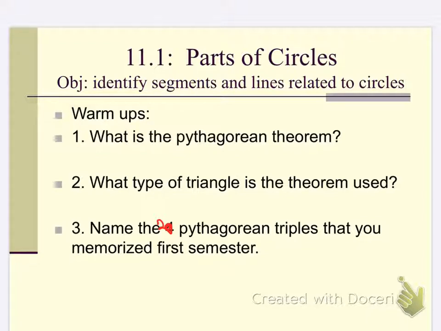So Pythagorean theorem, you guys always tell me is that A, B, C thing, and that's true. A squared plus B squared equals C squared, where C is what? The hypotenuse. So C, A, B. What type of triangle are these used for? Well, I kind of already drew it into this triangle. It's a right triangle.